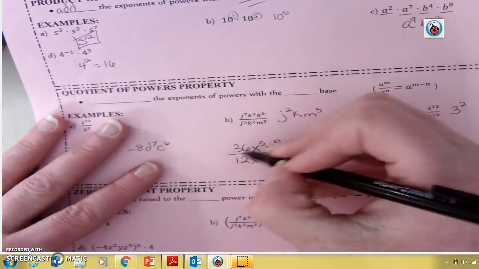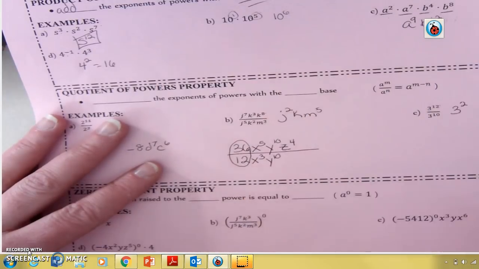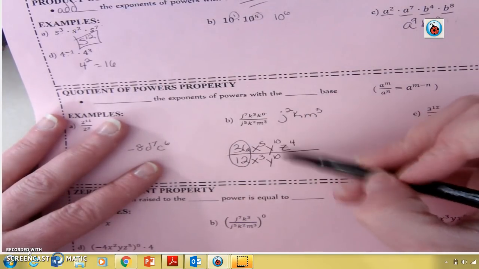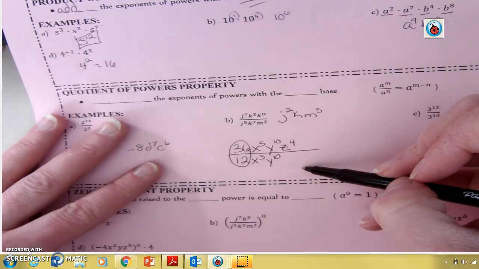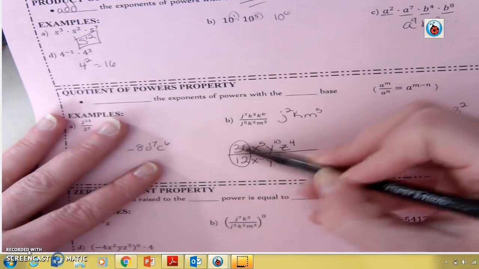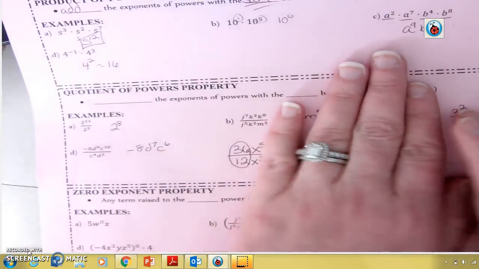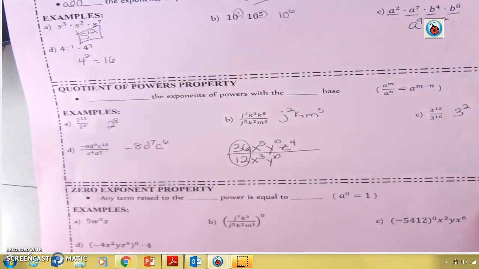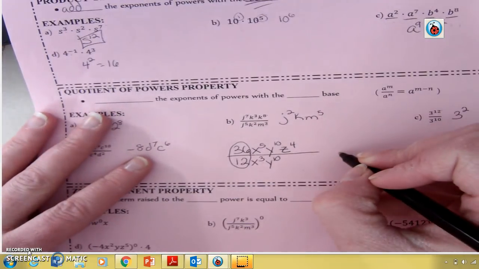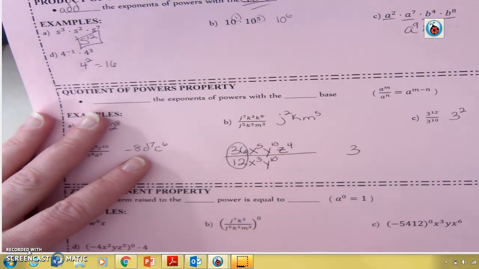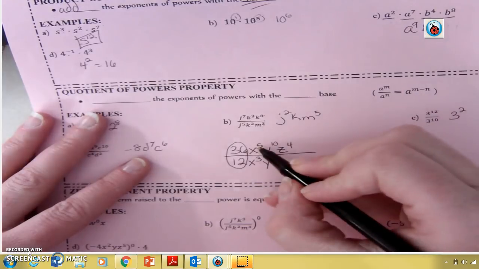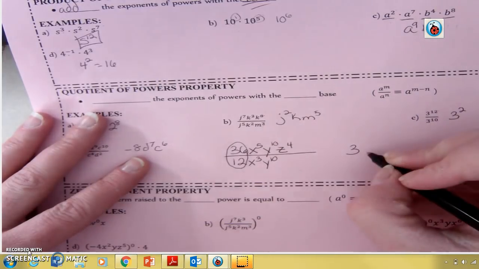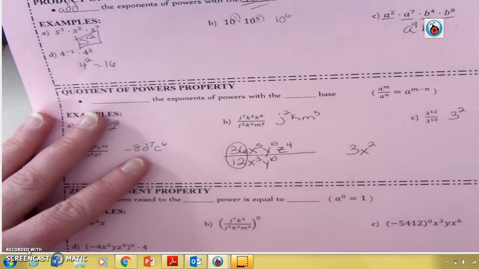The reason I put this on here is this is what throws everybody off. You're like, oh yeah, I know I subtract, but we don't subtract this. We think of this as a regular fraction. So if I just had 36 over 12, we would think, okay, can I simplify that? Yeah, they can both be divided by 12, which really would create 3 as a whole number. Then I'm going to use my subtraction. 5 minus 3 is 2, so x squared.